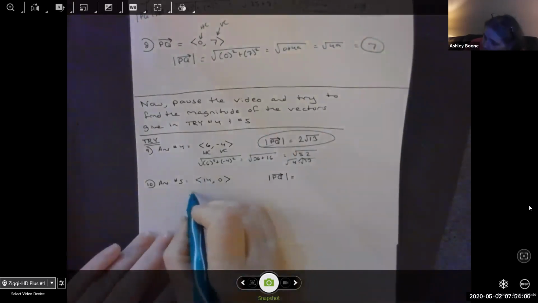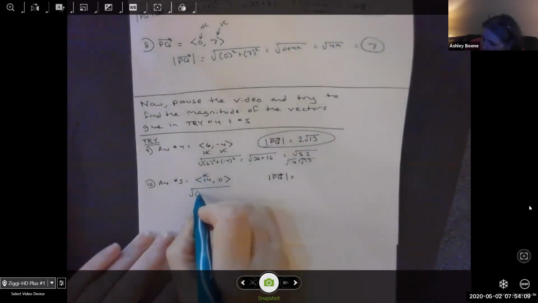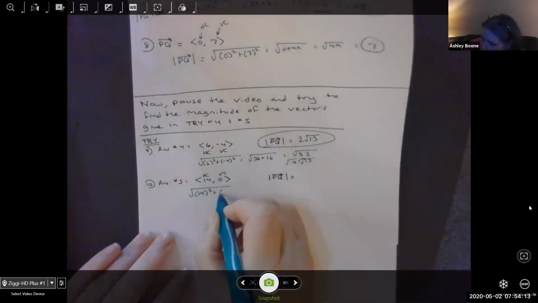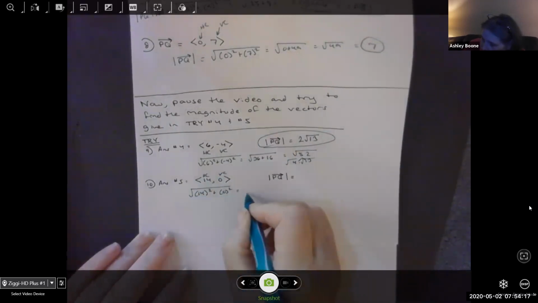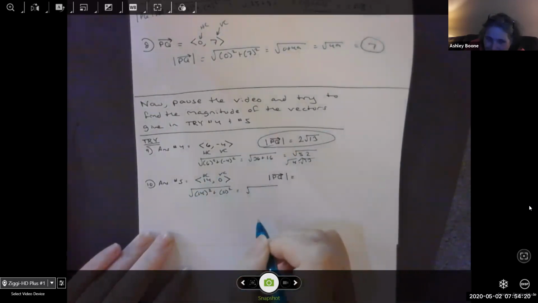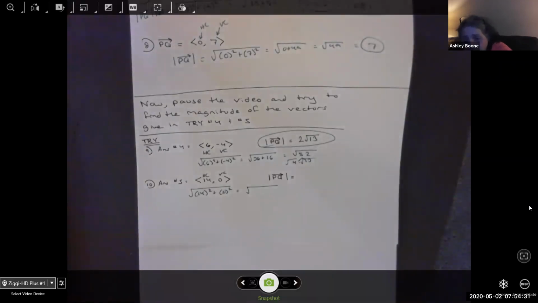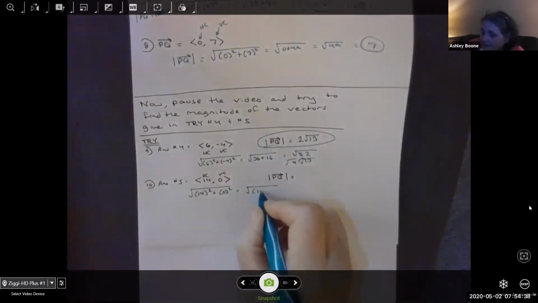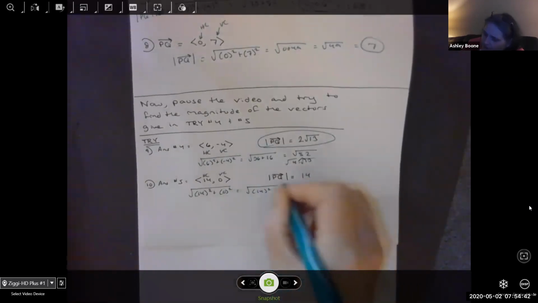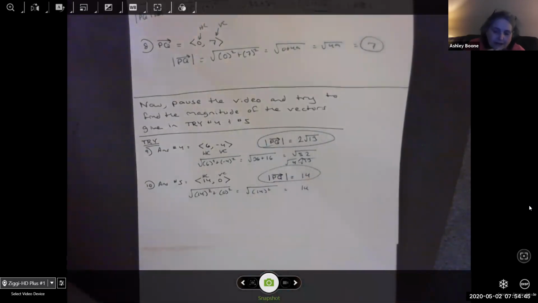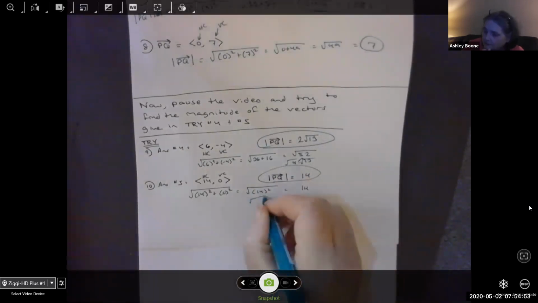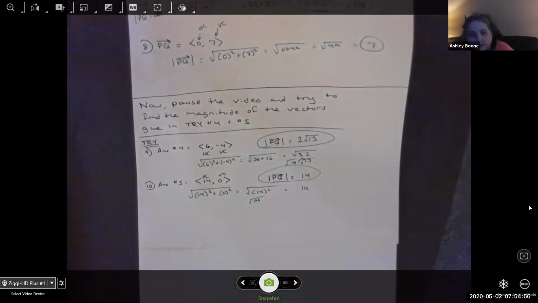This one, square root, horizontal component is 14, so 14 squared plus vertical component is 0, 0 squared. So that's square root. Okay. You can have a shortcut there, right? Because 0 is 0. So what you really have is the square root of 14 squared, which is 14. Now you can evaluate 14 squared. That's fine. That's not a problem. It's 196. Okay. But it's a perfect square. It'll even out perfectly.